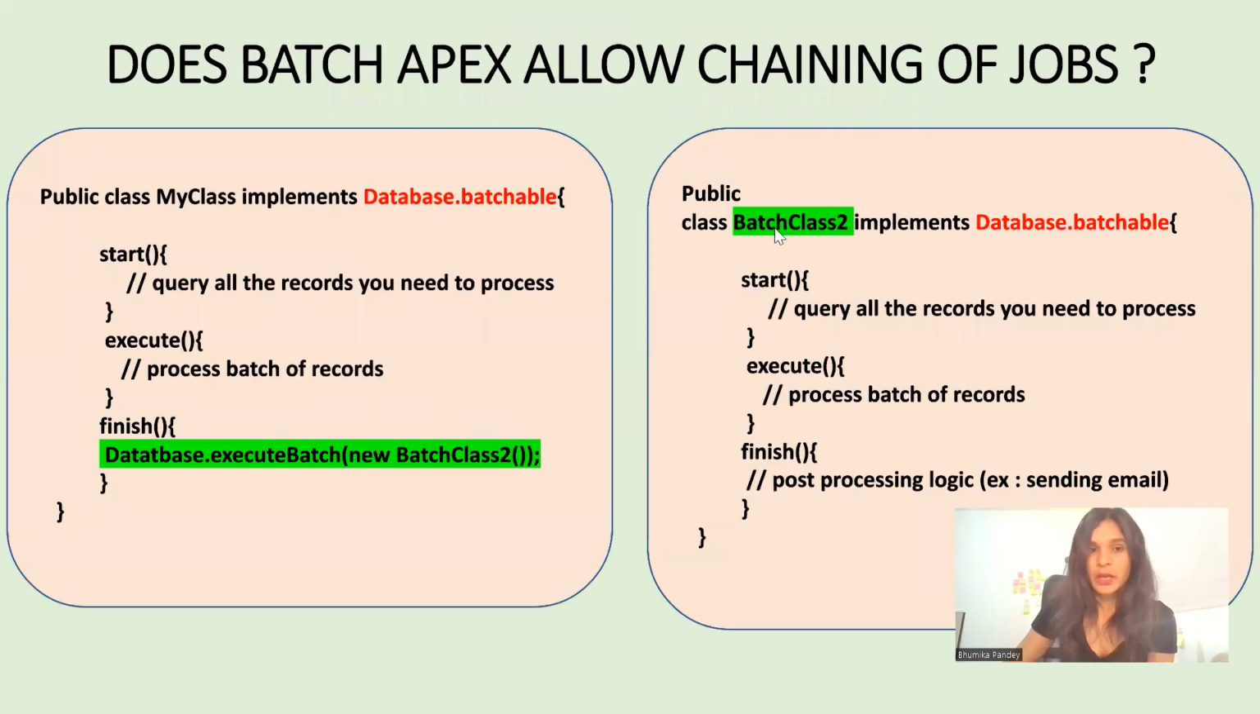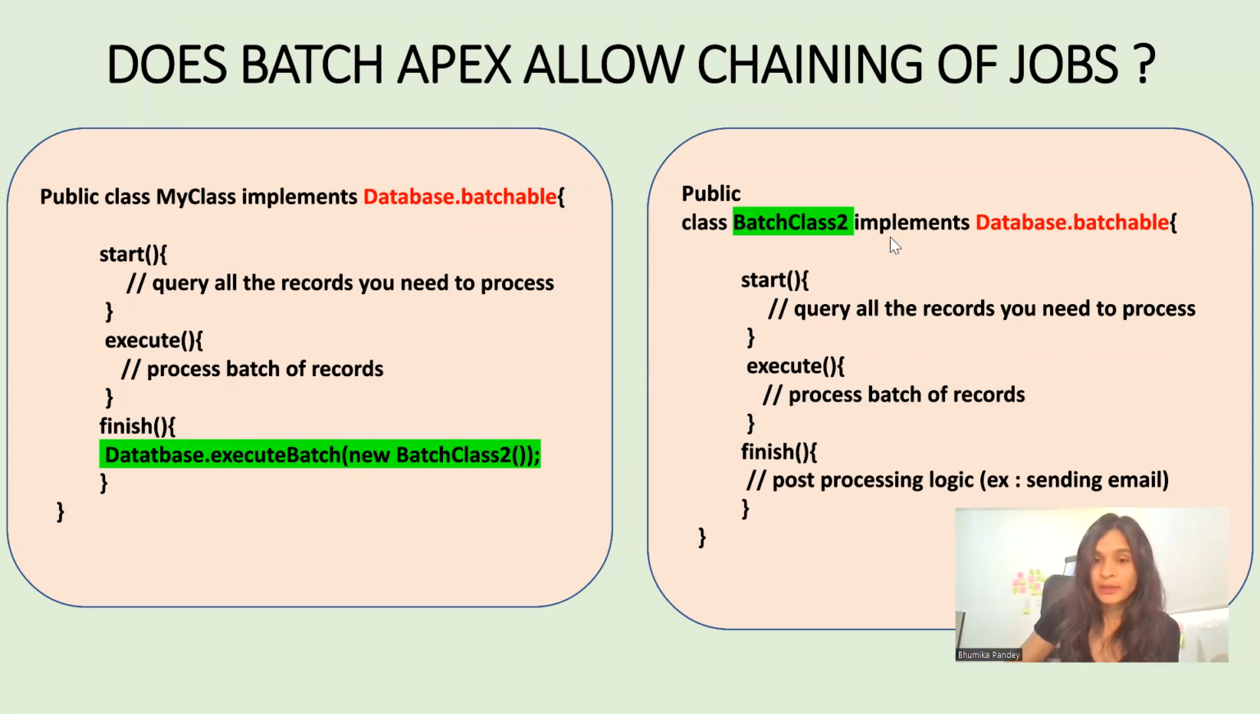And what else do we have? Does batch Apex allow chaining of jobs? Yes, it does. In future methods, chaining of jobs is not allowed, so from a future method you cannot call another future method. But in Queueable Apex it was allowed, so from one Queueable Apex class you can call another Queueable class. That way you can do chaining and also sequencing, deciding which will run first. So job chaining can also be done in batch Apex.